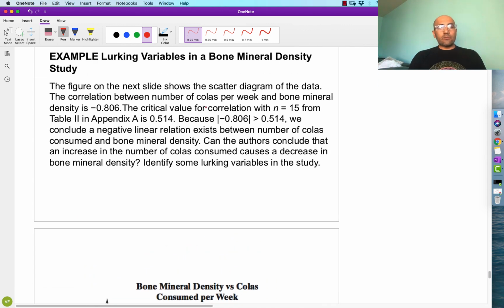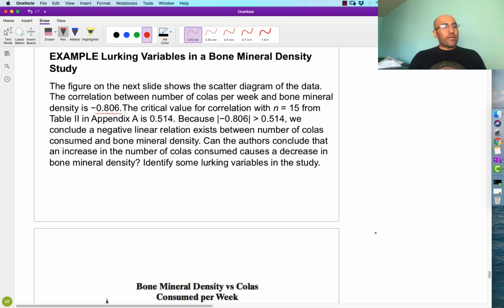Okay, so the correlation between the number of colas per week and the bone mineral density is R equals negative 0.806, right? So that would be the result of using that crazy formula we just did a little while ago. If you had to figure it by hand, you would use that formula. The critical value for correlation for n equals 15 from our table is equal to 0.514. And so that means that we definitely do have sufficient statistical evidence to associate a negative linear correlation between these two variables.